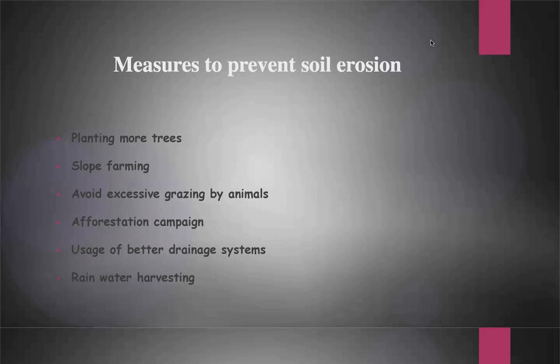The next one is going to be slope farming. It is very obvious that the soil in the mountainous area will be the first one to get eroded in case of hurricanes, floods, etc. In case we are planting a lot of trees in that particular sloping region, it will slow down the process of soil erosion. That could be the second measure that we can take. The third one is to take care that the grazing by animals is kept under control. Excessive grazing by animals will again result in soil erosion.